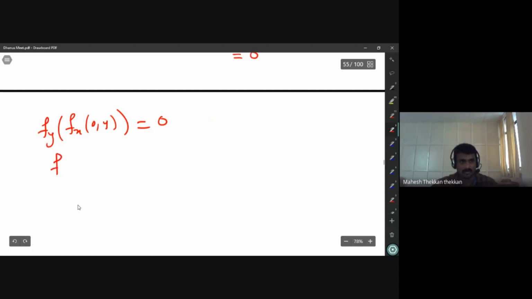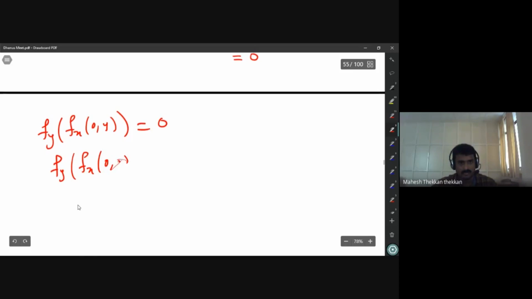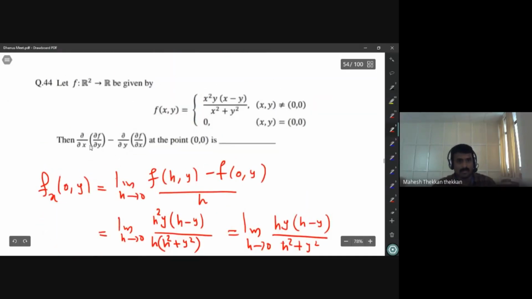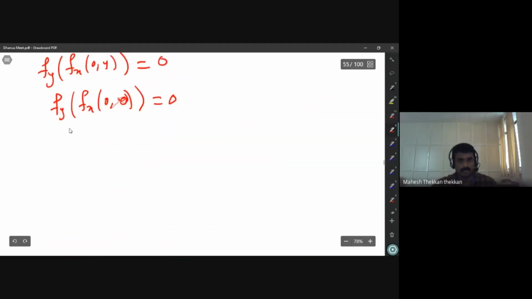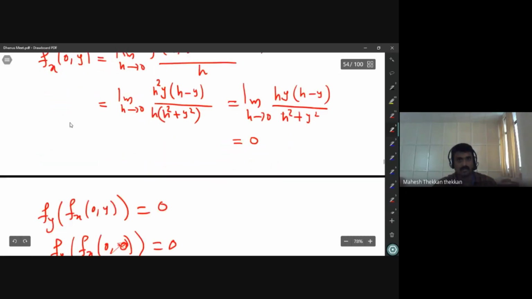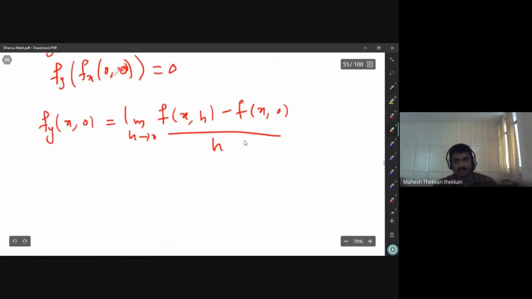fxy at (0,0) is nothing but 0 only. Now you again go for the other one. fy at (x,0). What is that? By definition, the limit as h tends to 0 of [f(x,h) minus f(x,0)] divided by h. So you look at f(x,0), what will happen?